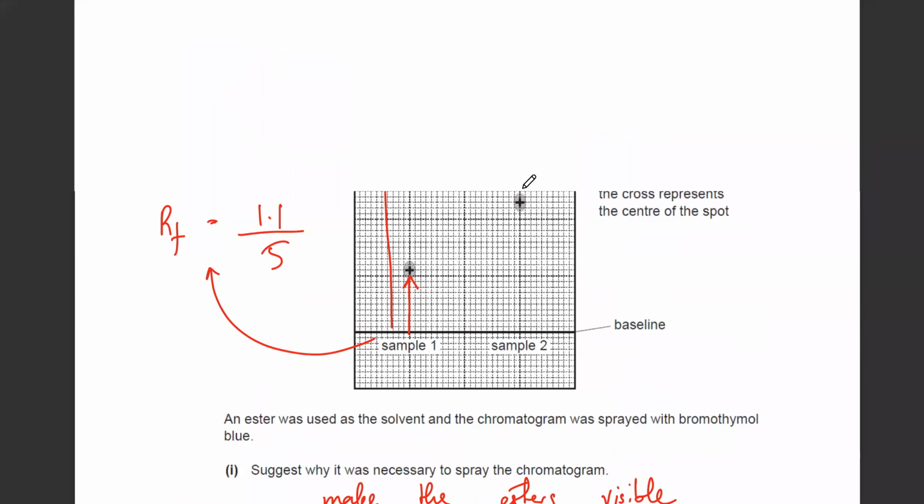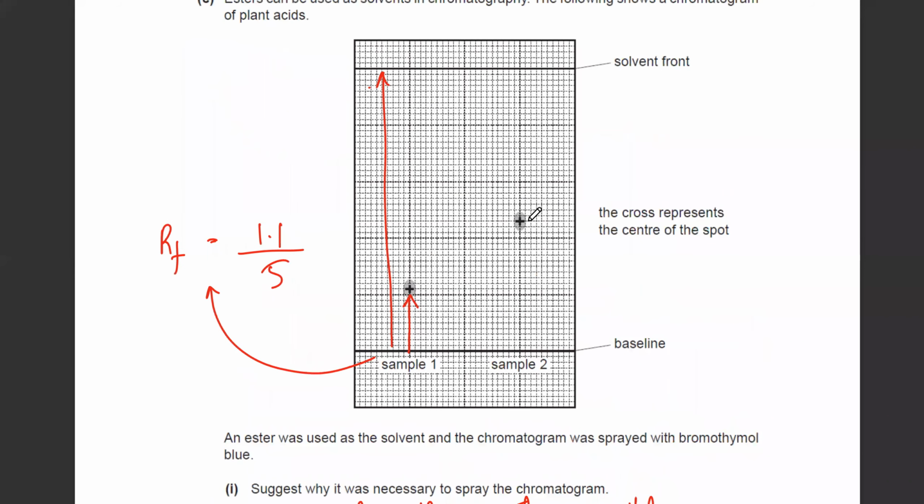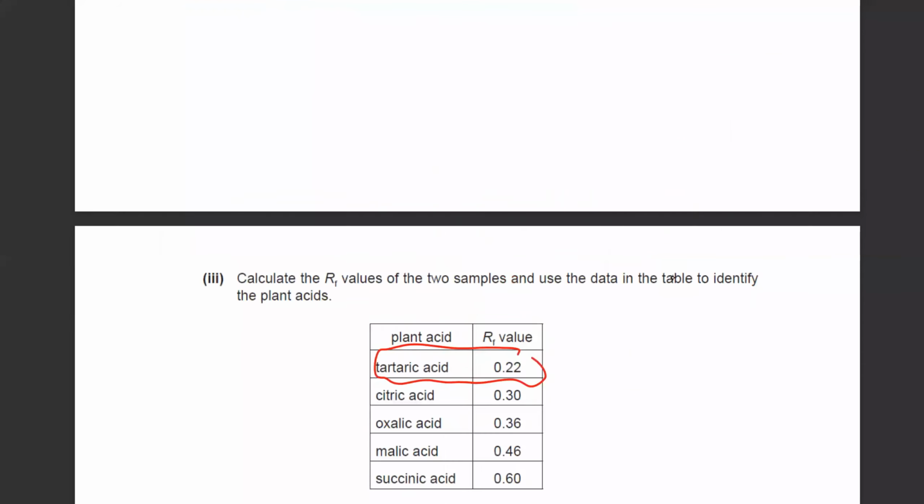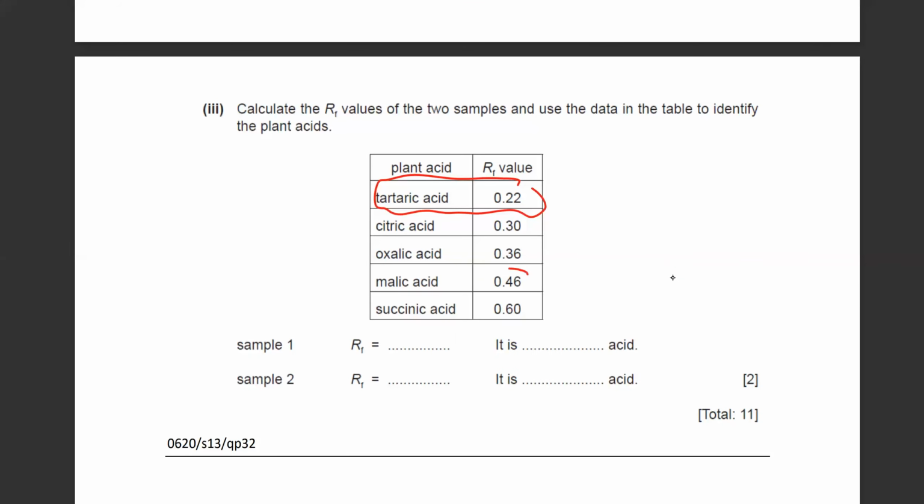And similarly, you can calculate the RF value for the second one, which is 2.3, I think. So that's 2.3 distance traveled by the dye divided by the total distance, which is 5. So that would be 0.46, I think. So sample number 2 has an RF value of 0.46, which is malic acid. So you're able to identify both of your samples. So is this clear? Yes, sir. Okay.